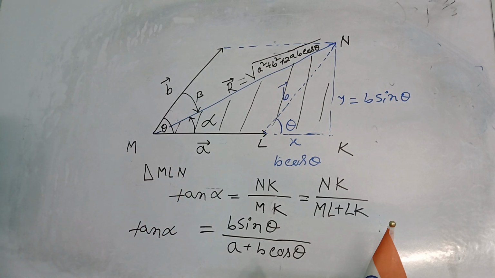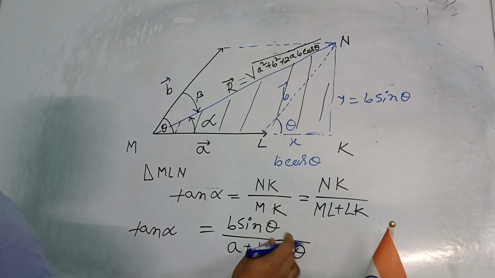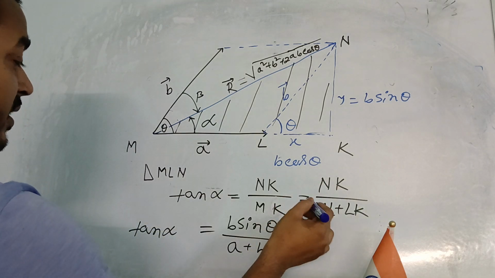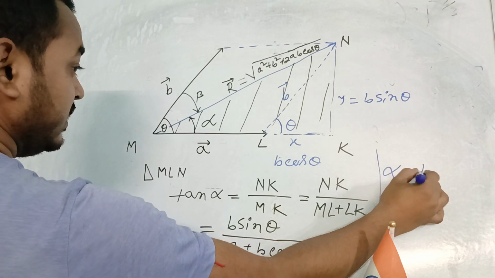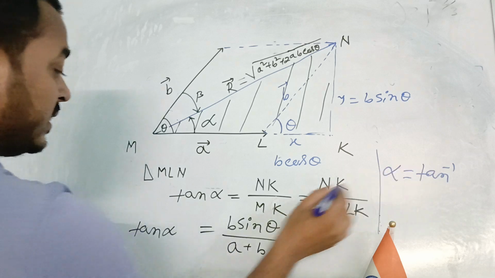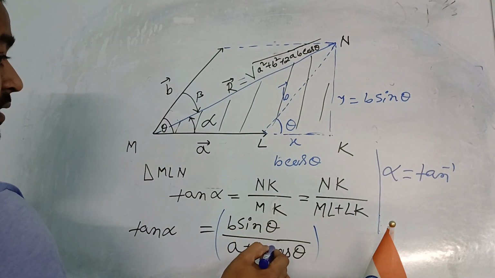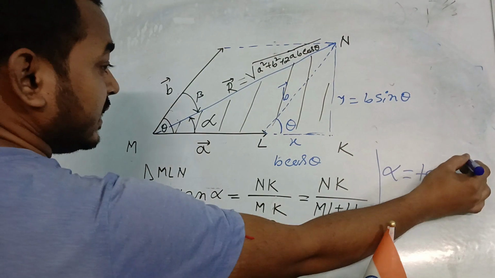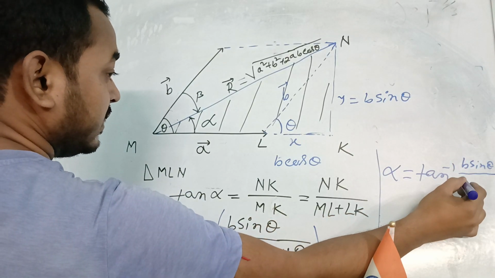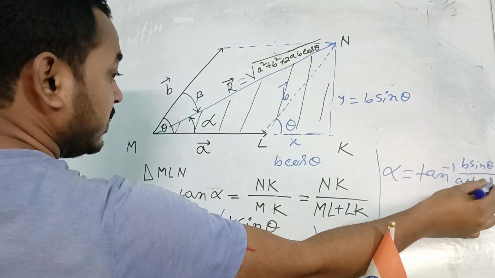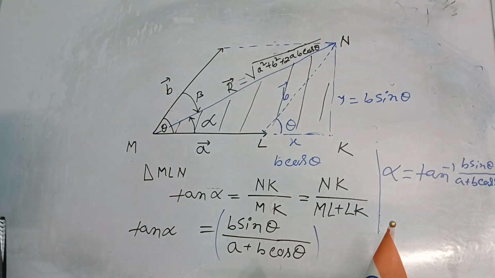Tan alpha is equal to B sin theta divided by A plus B cos theta. So what is the value of tan alpha? We are getting tan alpha equal to B sin theta over A plus B cos theta. So from here we can write alpha is equal to tan inverse of this whole part: tan inverse of B sin theta divided by A plus B cos theta.